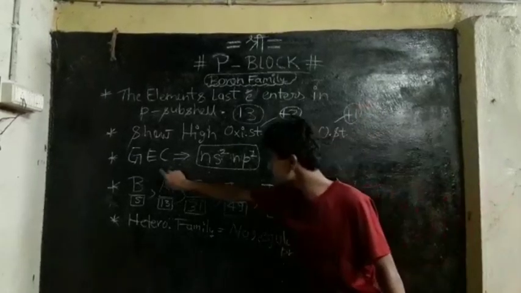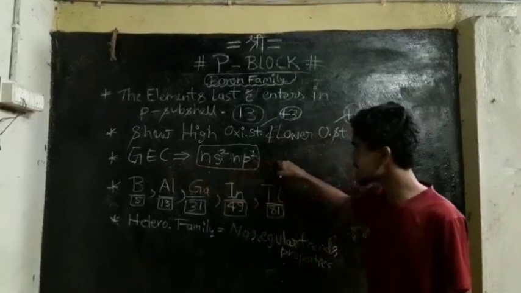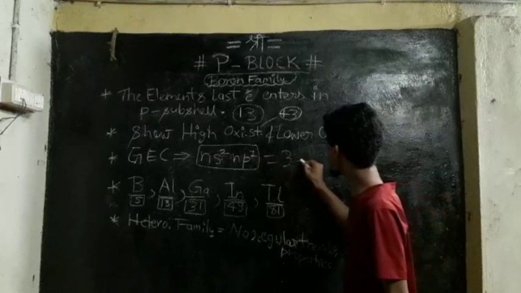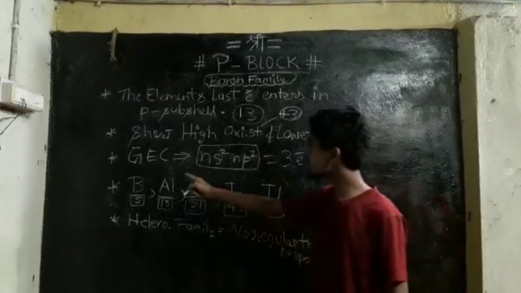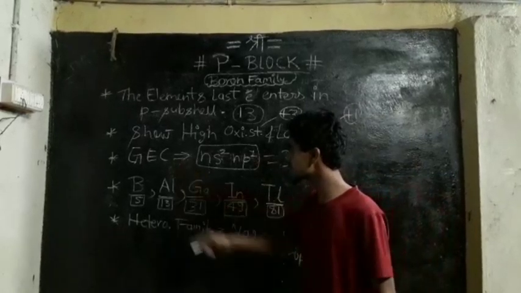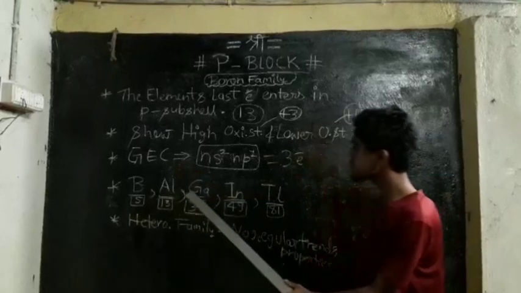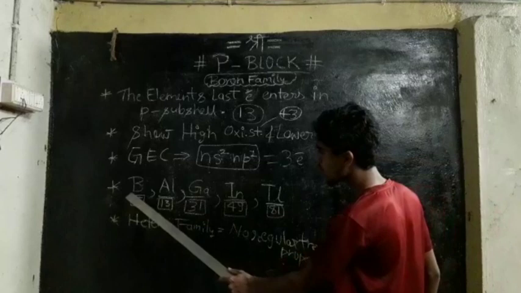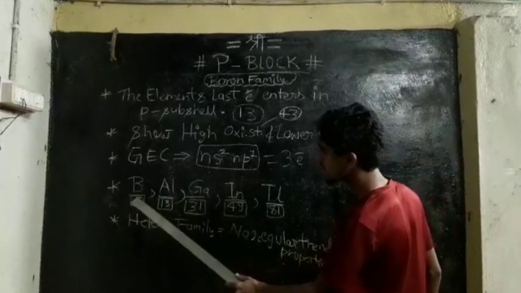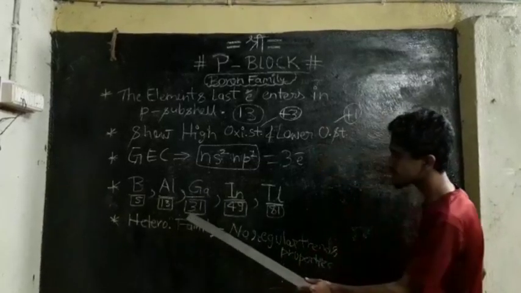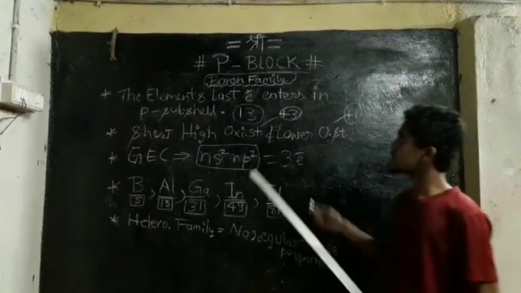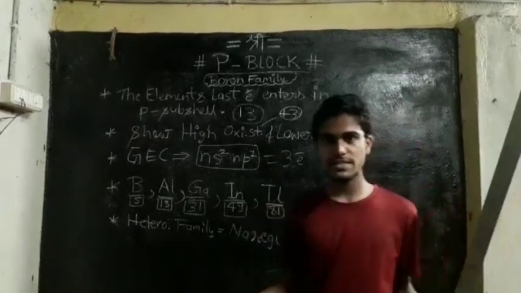The general electronic configuration of group 13 elements is ns2 np1, that is total 3 electrons. The elements which come under group 13 are boron, aluminium, gallium, indium and thallium. The atomic numbers are: boron is 5, aluminium is 13, gallium is 31, indium is 49 and thallium is 81. The boron family is called a heterogeneous family.